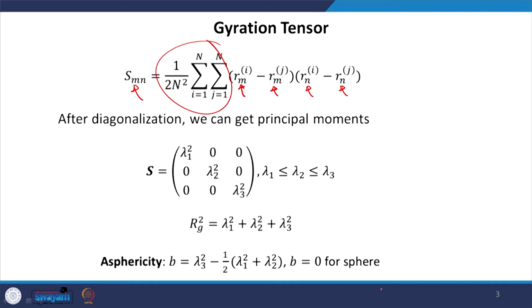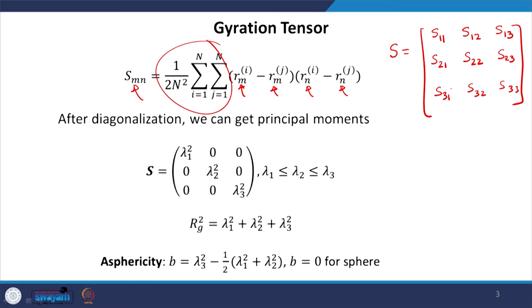Just to give you an example, let us say for example, we are working in 3-dimensional space. So, in that case you will have a 3-dimensional matrix, and the indices that you see here are basically my m and n indices.